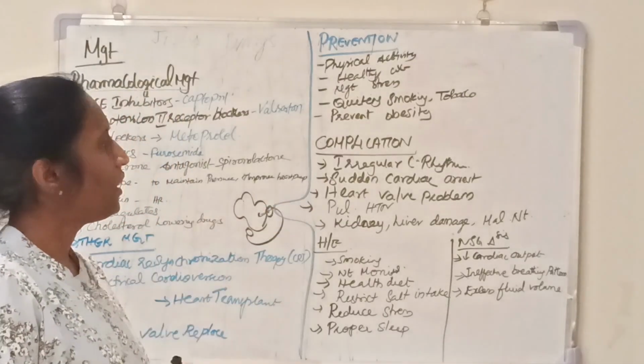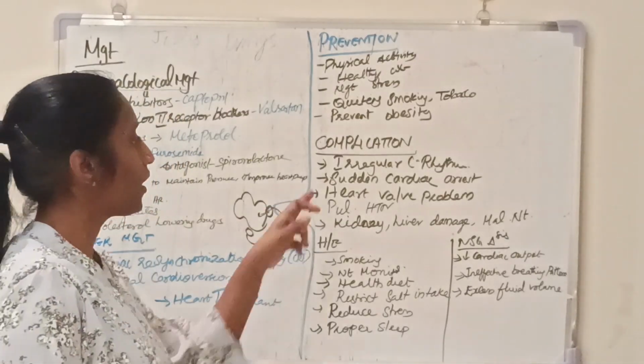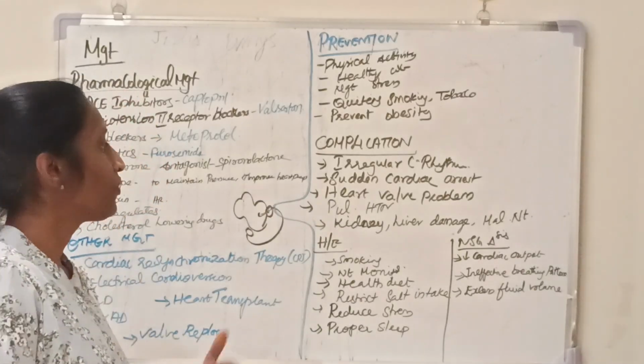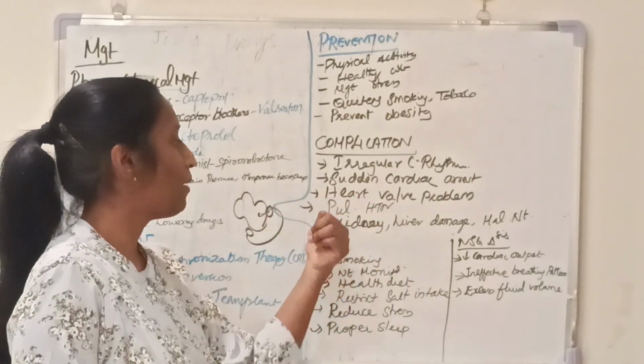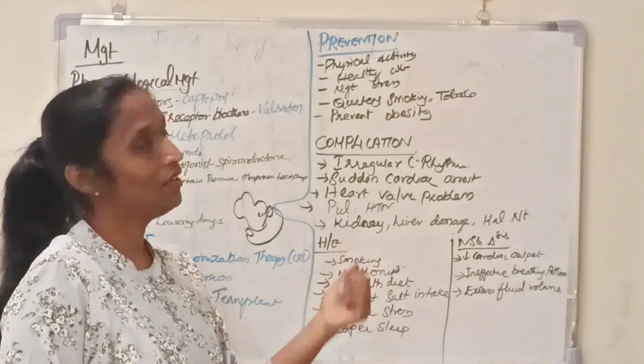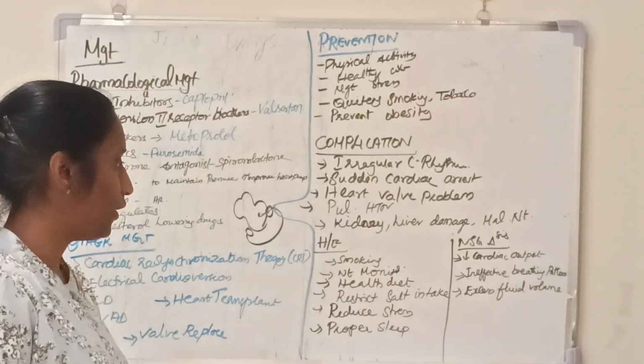When you come to the complications, it may lead to irregular cardiac rhythm, sudden cardiac arrest, heart wall problems, and pulmonary hypertension. There is damage to the kidneys and the liver due to congestive cardiac failure.